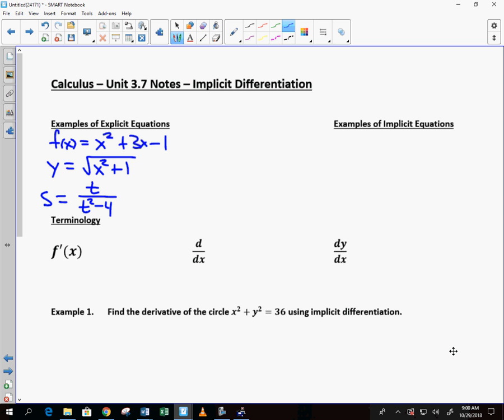Examples of implicit equations, different. x squared plus y squared is equal to 3. How do you take the derivative of that? Goodness gracious. Or how about this one? xy is equal to 4. Oh boy. Or how about this? x times the tangent of y is equal to y times the sine of x. All of a sudden, your brain's starting to ache, isn't it?